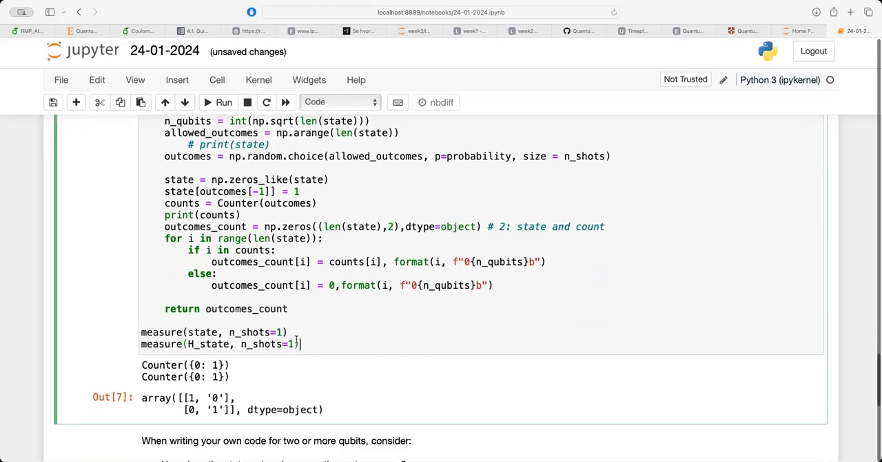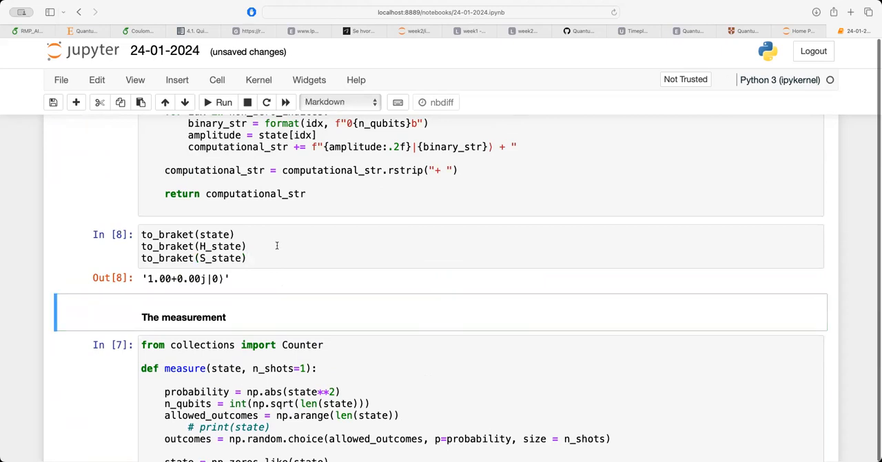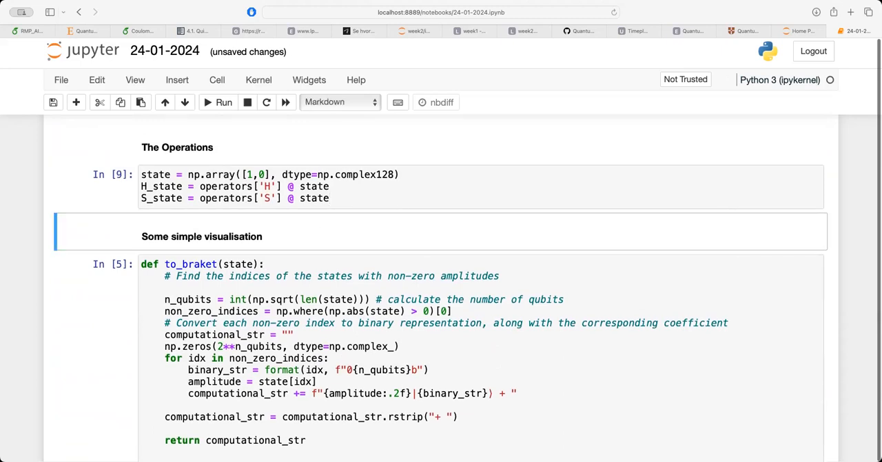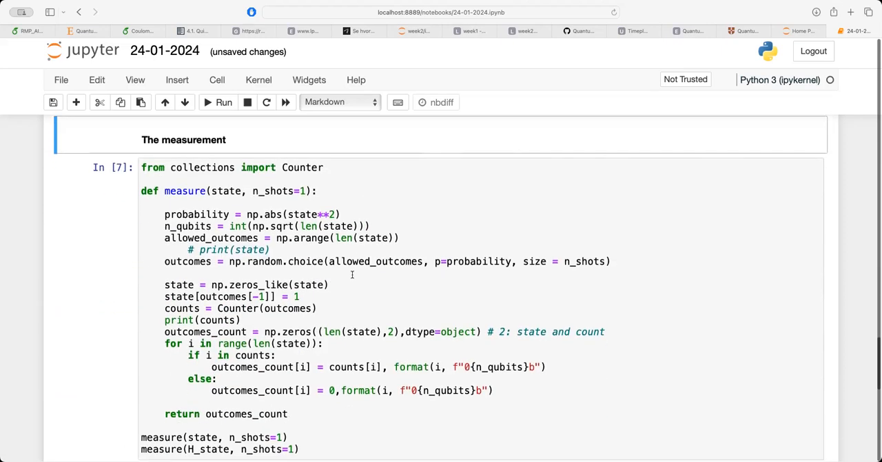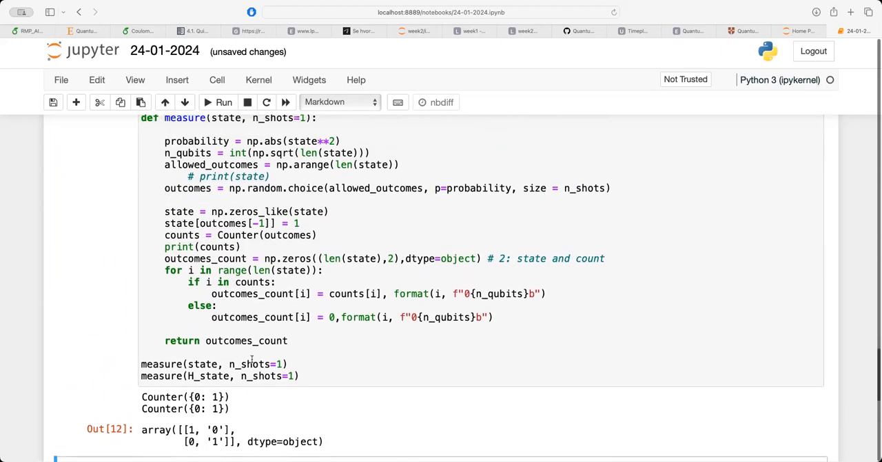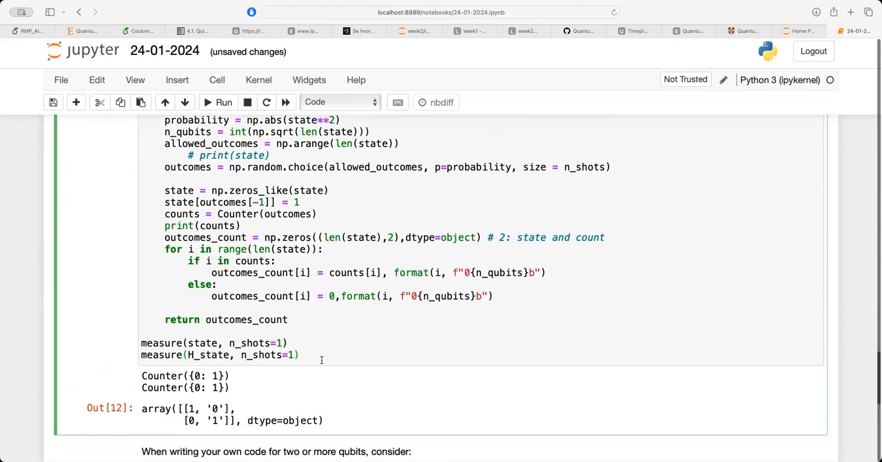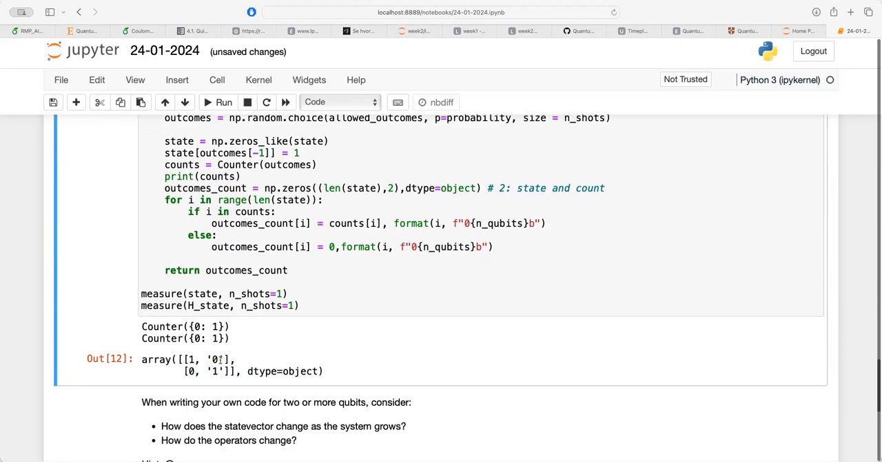If you have one shot, then you don't really get anything, right? You just get 0, and you can't really see the difference between the 0 state and the Hadamard state. If you read here, that's what it returns. If it's a string, then it tells you which qubit it is, so you measured 0, and there's one measurement of 0, and then here you measure 1, and that's 0 of it.